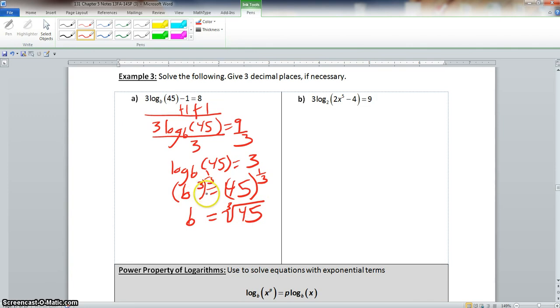Now we could have done the cube root on both sides, but I wanted to do the exponent this time. The next time I'm just going to do the straight radical. So we will have b is approximately 3.557.